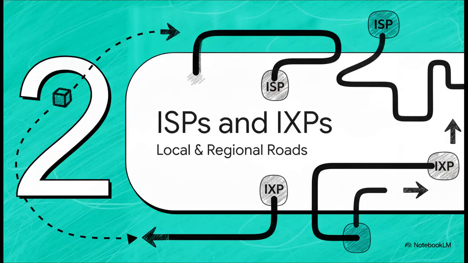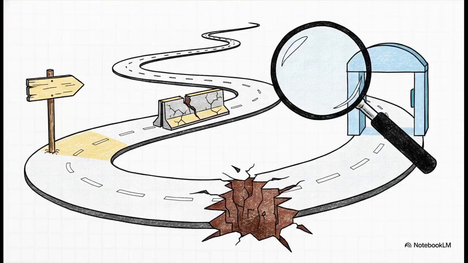Moving to part 2, navigating ISPs and IXPs. Our data packet has officially left your local driveway and it's now hitting the local and regional roads managed by those internet service providers and internet exchange points. Your ISP is essentially the local road system connecting you to the wider world. They provide the basic routing and connectivity.